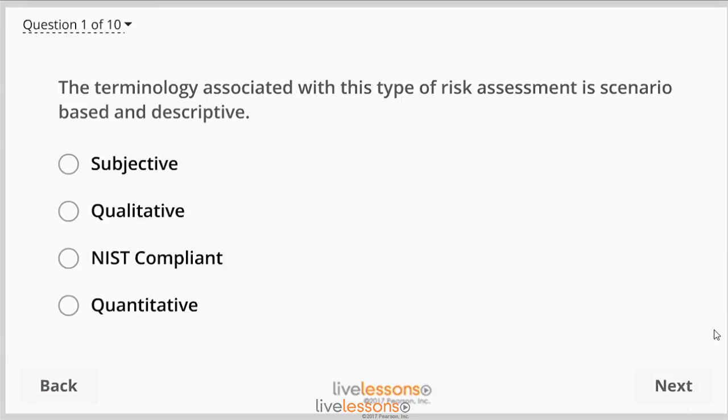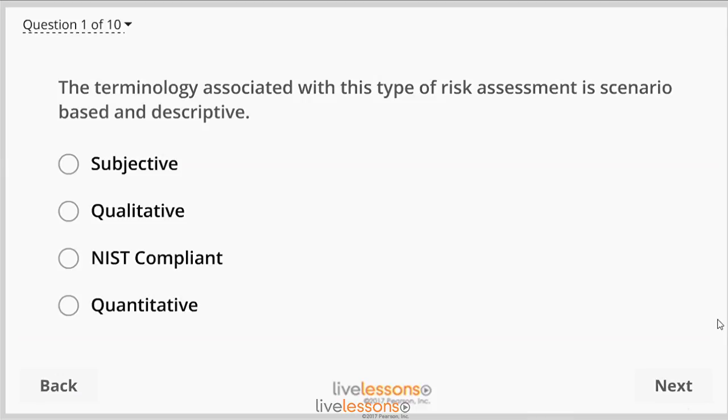So question 1, the terminology associated with this type of risk assessment is scenario-based and descriptive. Now remember earlier on, I talked about the fact that when you're approaching the exam, one of the tricks is to just see if you can answer the question before you even read the answers, because it may tap directly into your knowledge. If that doesn't work, well, you always want to answer your questions, and you're not penalized for getting a wrong answer. So you don't want to skip any. At worst, you have a 1 in 4, and at best, you know it right off the bat, and otherwise, maybe we start eliminating.